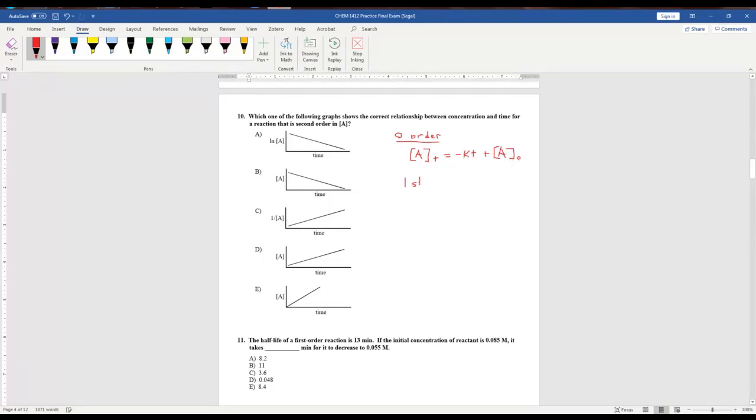First order reaction has an integrated rate law. First order reaction has an integrated rate law of ln of A is equal to negative kt plus ln of A initial. And then a second order.